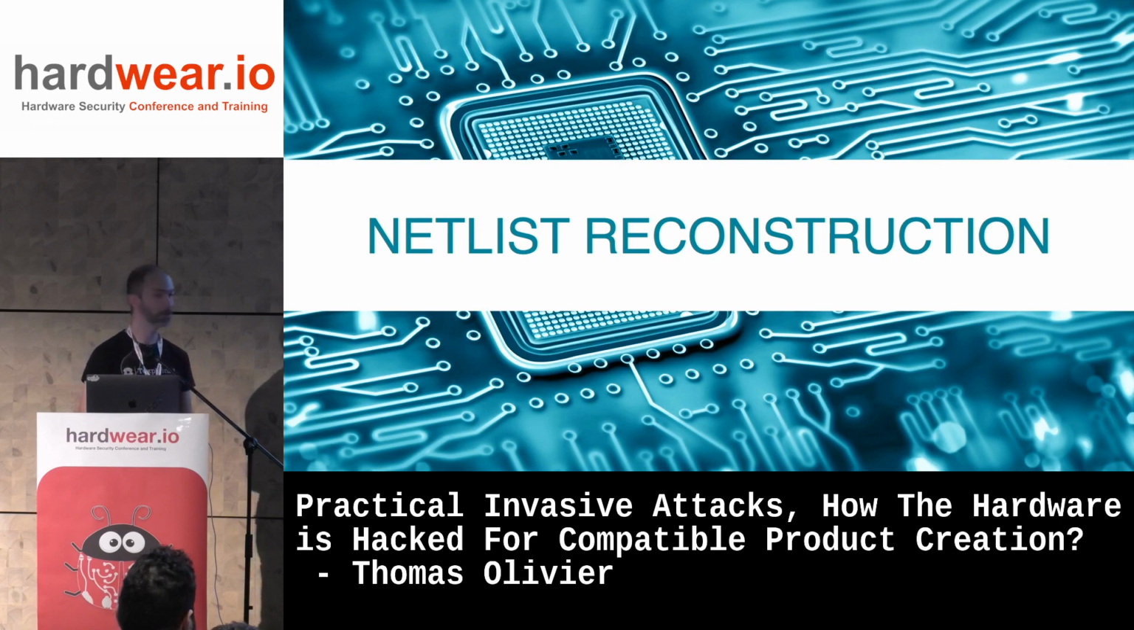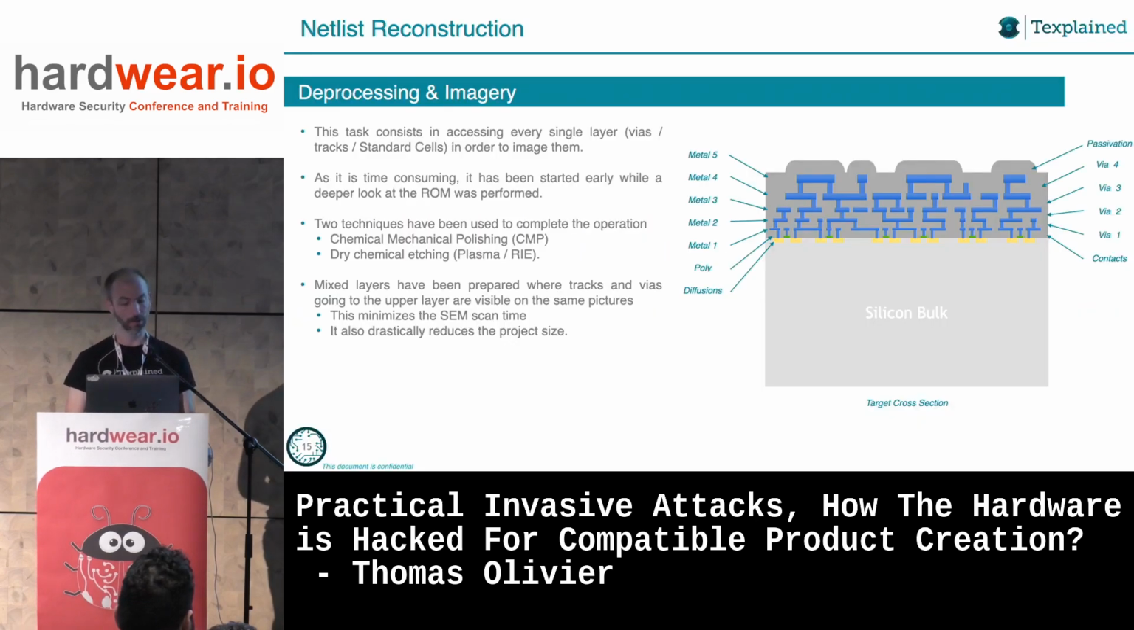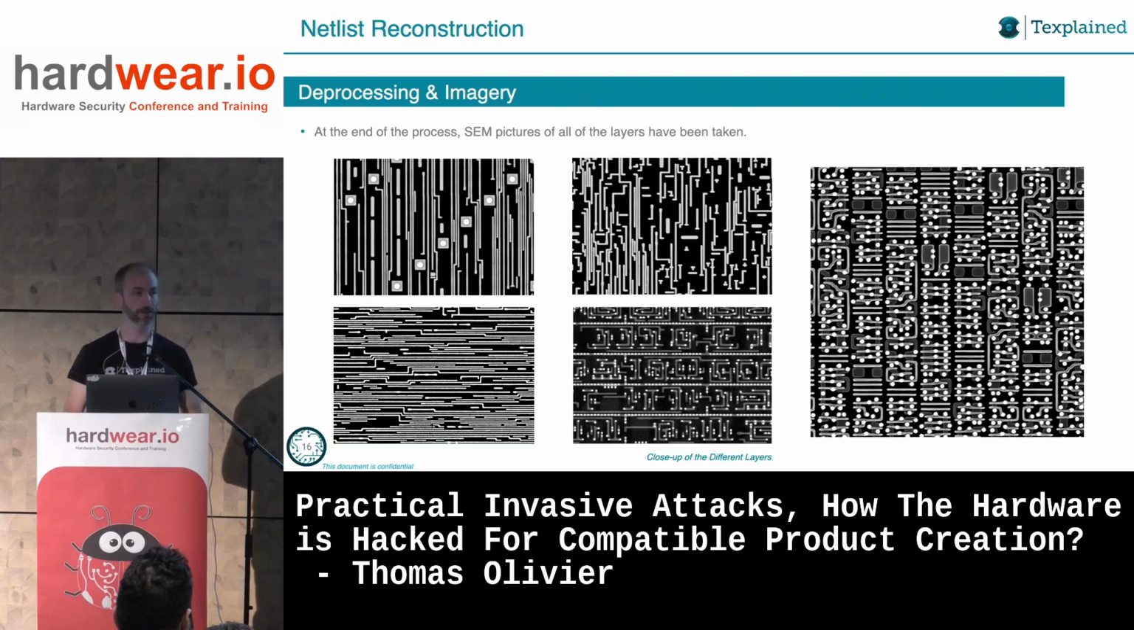And the first thing we started with is extracting the netlist, right? So we have a digital CPU. We want to know what this is. The chip has 5 metal layers, right? And the techniques that we've been using to get to each of the layers are basically CMP, so mechanical polishing, and plasma etching. Right, sometimes it's also called dry etching. And by using this, we could remove layer by layer to take pictures with a scanning electron microscope. So those are the pictures of the layers.